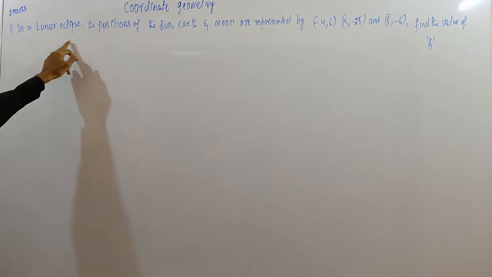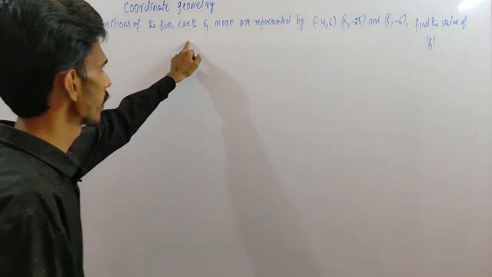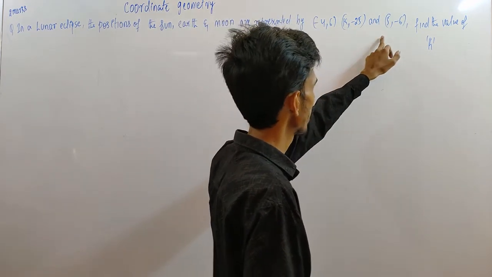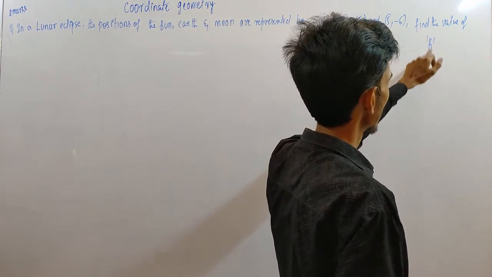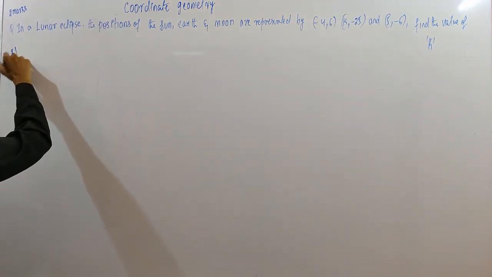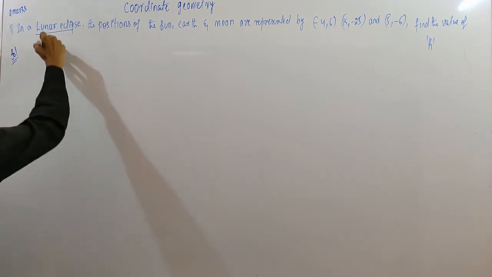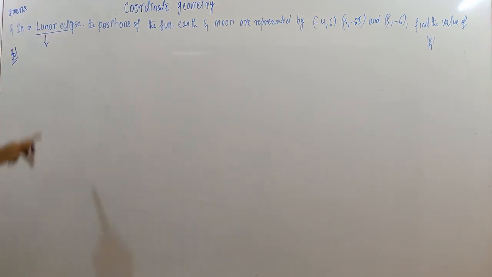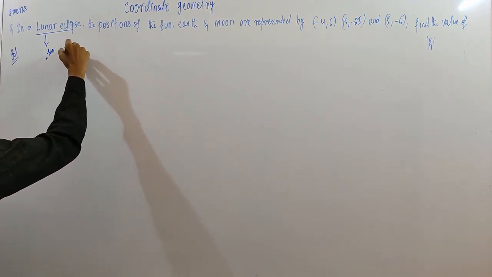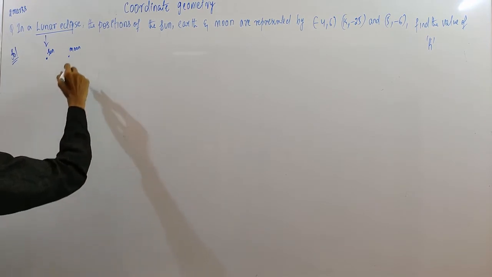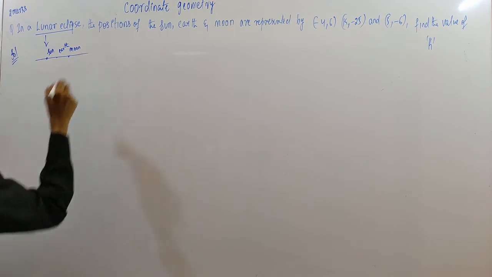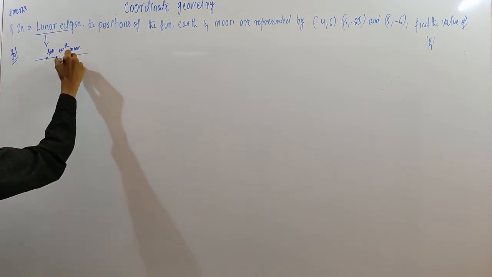In a lunar eclipse, the position of the sun, earth, moon are represented by -4, 6, k, -25 and 5, -6. Find the value of k. Here lunar eclipse is mentioned. It means in a lunar eclipse what happens? Sun, moon and earth will all come on a same line.